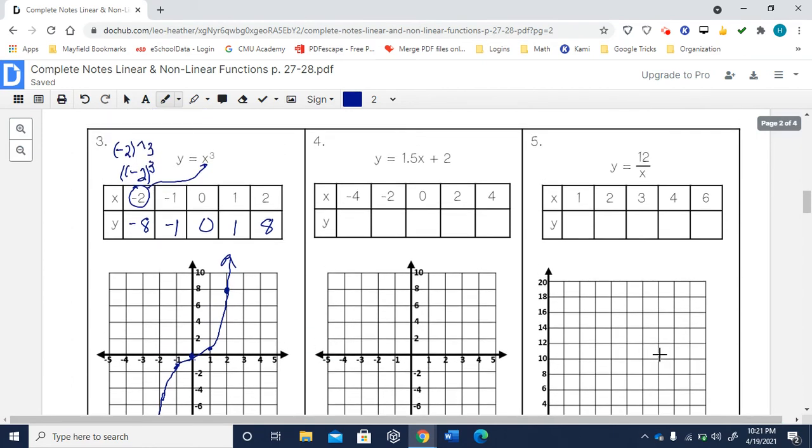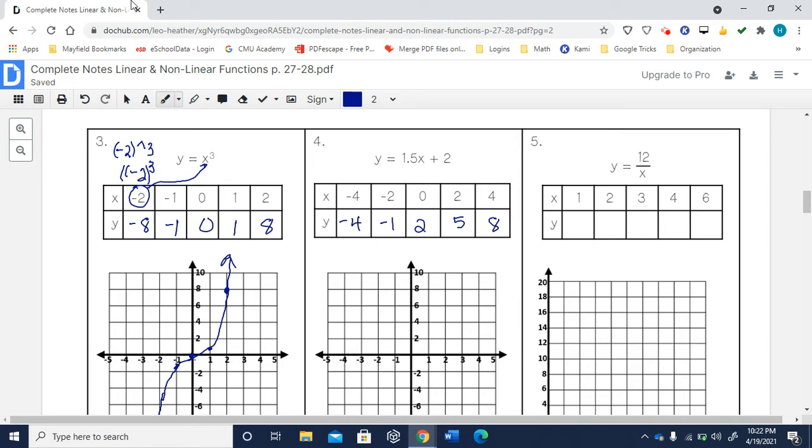So let's try number 4. So same thing, we're going to take -4 and put it in place of the x. Okay, so 1.5 times -4 plus 2. And you can type that directly in your calculator, which gives me -4. 1.5 times -2 plus 2 is -1. 1.5 times 0 plus 2 is 2. 1.5 times 2 plus 2 is 5. 1.5 times 4 plus 2 is 8.